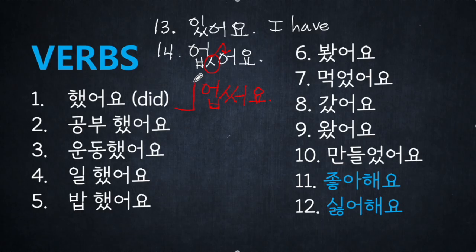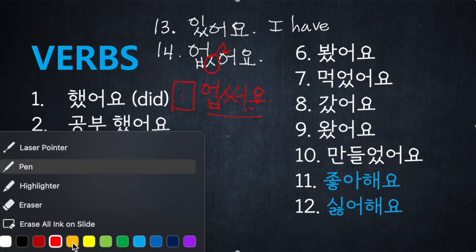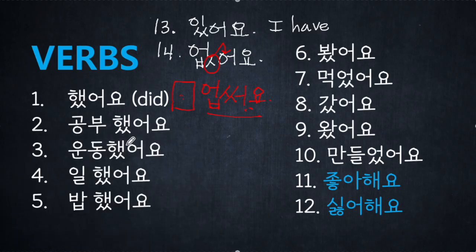The object you will always put in front, object and then verb. Pizza 없어요, I don't have pizza. Pen 없어요, I don't have a pen. Cup 없어요, I don't have a cup. Computer 없어요, I don't have a computer. So study that and put it in your notes.